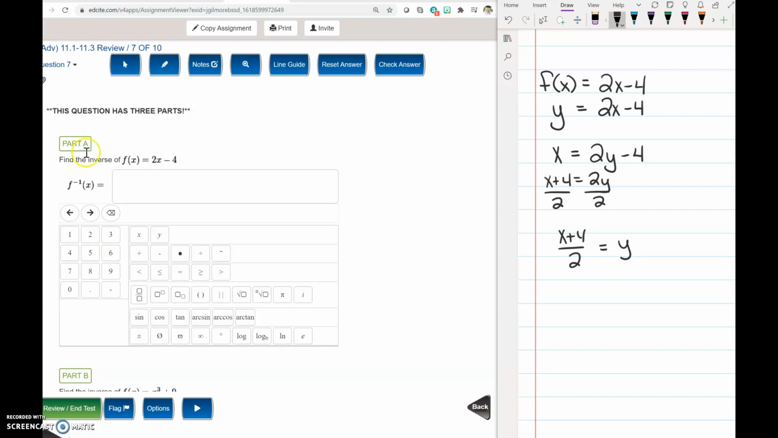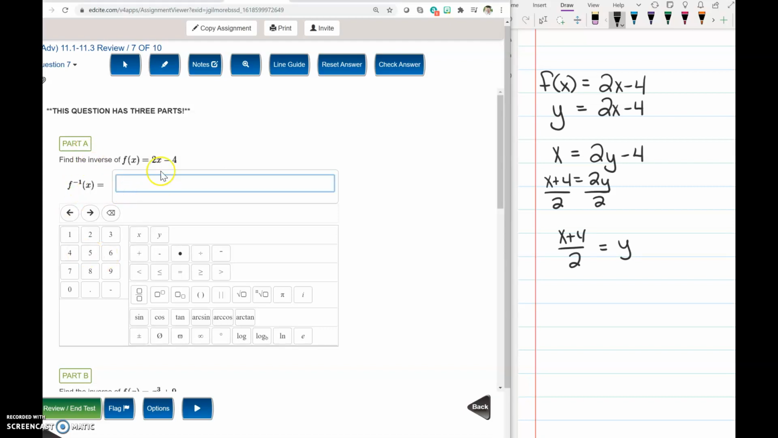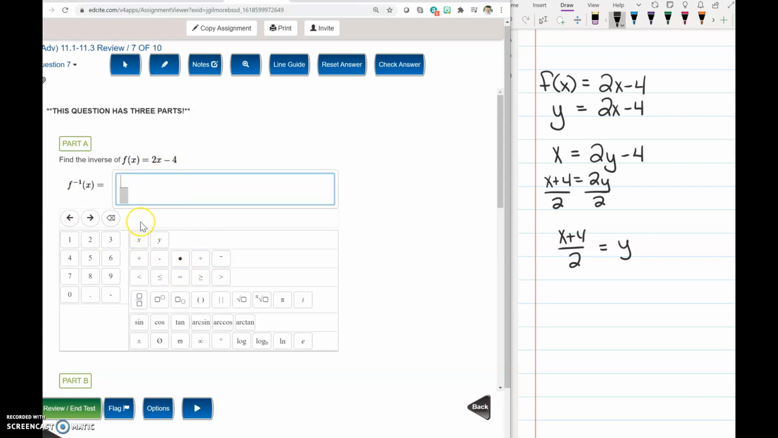That f negative 1 of x is just the notation. So to enter this correctly, I would do your fraction button first, and then type in your x plus 4 on the top and the 2 on the bottom.